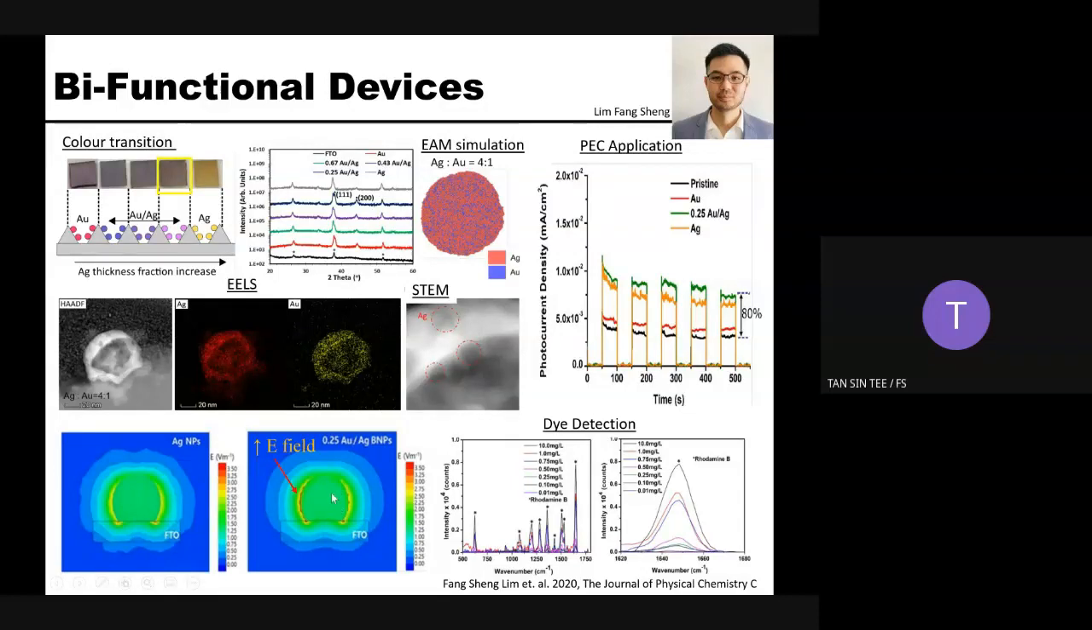And after that, we are using this material for dye detection, SERS, and also PEC applications. In the PEC application, we have observed an improvement of 80% in current density compared to the baseline of the AgAu in the bimetallic system. As for the dye detection, 0.25 AgAu is giving us a very good detection limit, from 10 milligrams per liter down to a small concentration of 0.01 milligrams per liter.